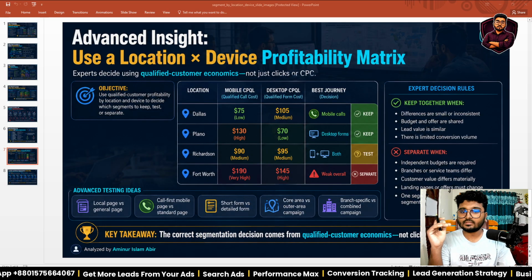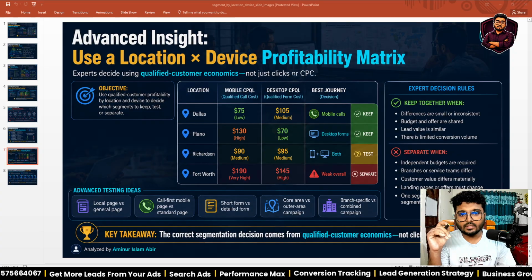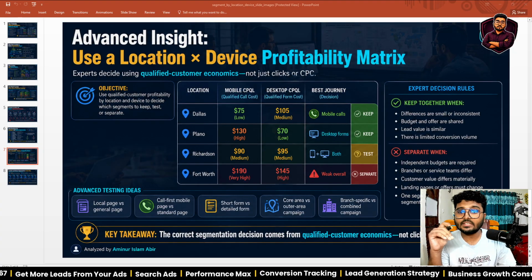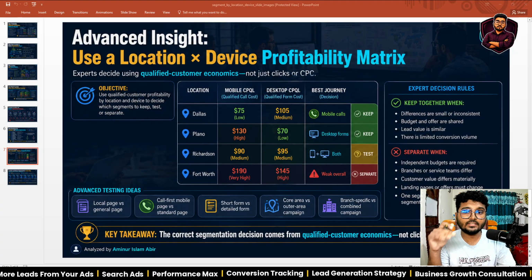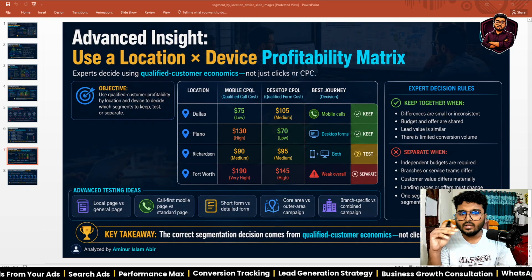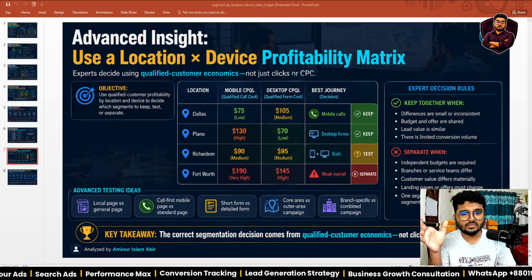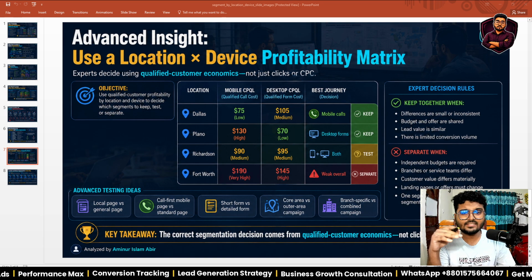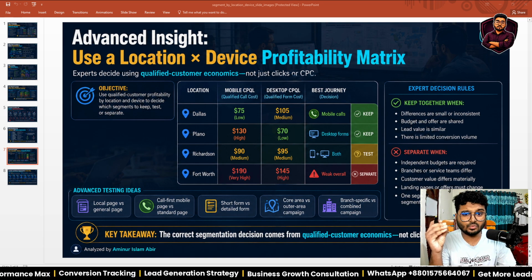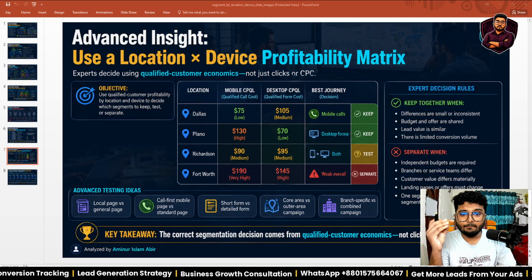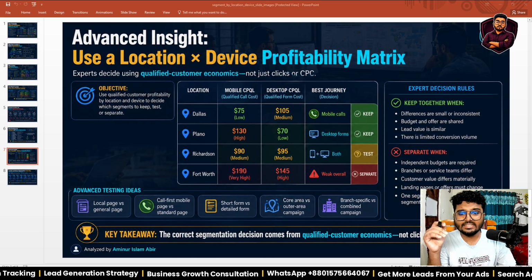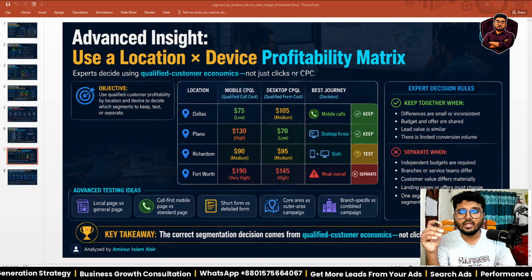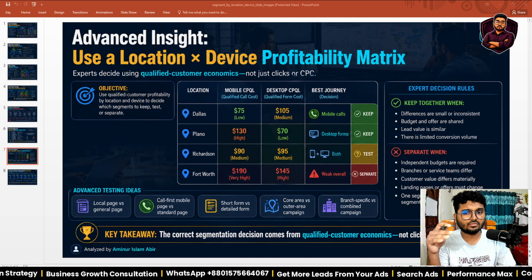So this is my slide 7. Now let's look at how experienced advertisers connect location and device data with profitability. A location and device profitability matrix helps us identify where the real problem exists. Instead of asking is mobile bad, we ask which mobile traffic from which location is producing poor business results. Build a table using spend, leads, qualified leads, appointments, customers, revenue, cost per lead, and customer acquisition cost.